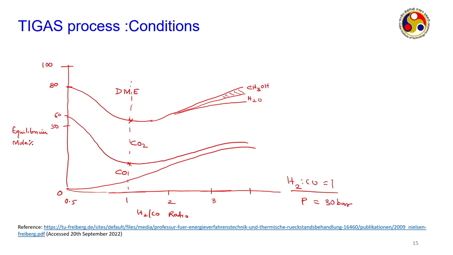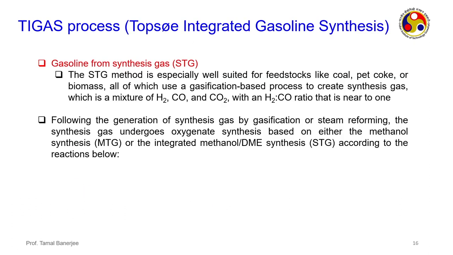You may like to visit this particular website, which talks about this particular variation of the equilibrium products of DME, CO2, CO. Okay. So let us go ahead. So gasoline, so what is the process? The process is gasoline from synthesis gas.